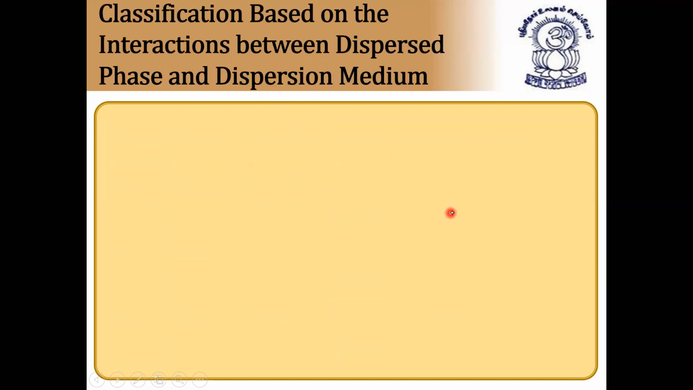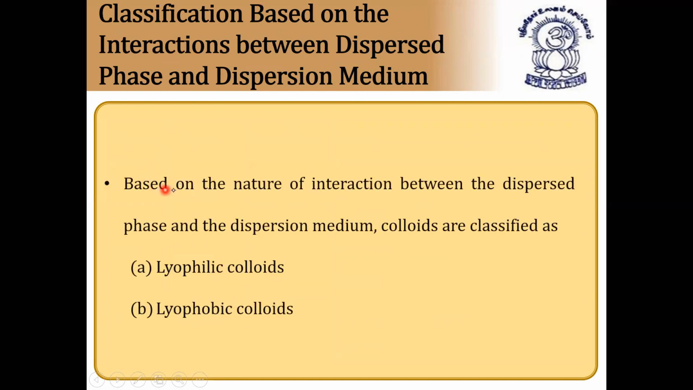Next. Classification based on interaction between the dispersed phase and the dispersion medium. Based on the nature of interaction, that is, either attraction, colloids are classified into 2 categories mainly. This is very, very important. Lyophilic colloids and lyophobic colloids. Lyophilic means solvent loving, and lyophobic means solvent hating.